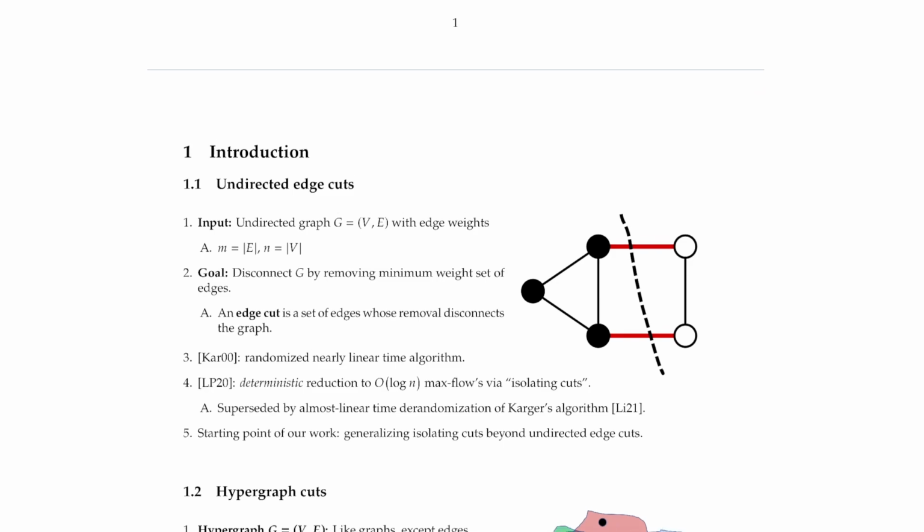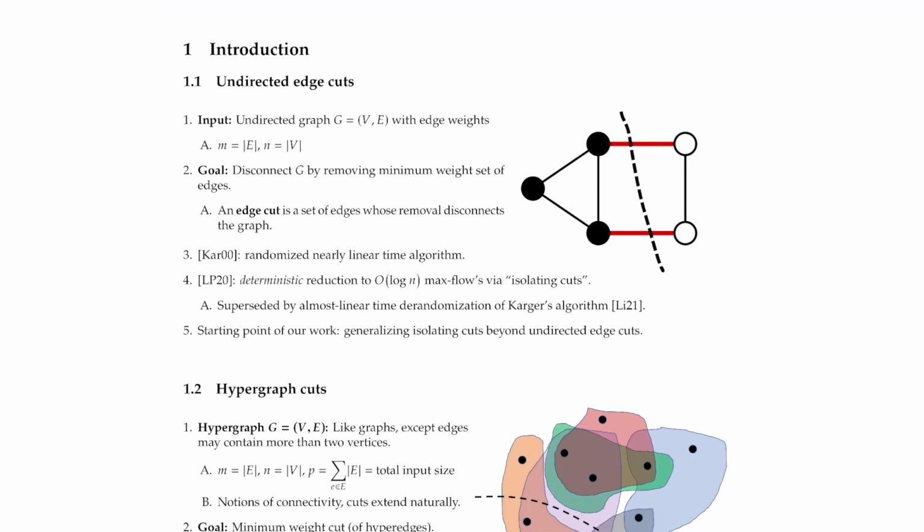So I'll start with the concrete, simple problem of undirected edge cuts and some work that motivates ours. Here you have an undirected graph with positive edge weights, and the goal is to disconnect the graph by removing a minimum weight set of edges. On the right, these red edges give you the cut, and there's already a randomized nearly linear time algorithm due to David Karger, but there's been recent interest in trying to get a deterministic algorithm that's competitive.